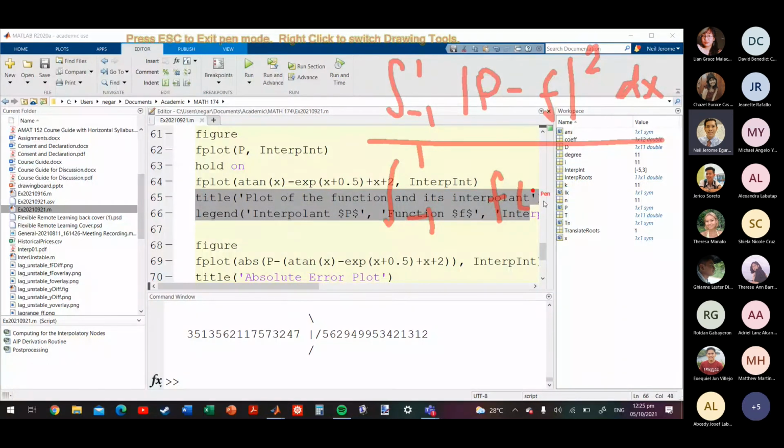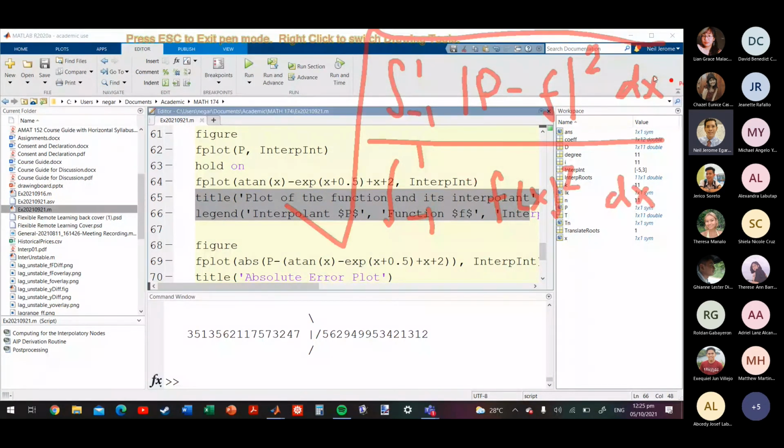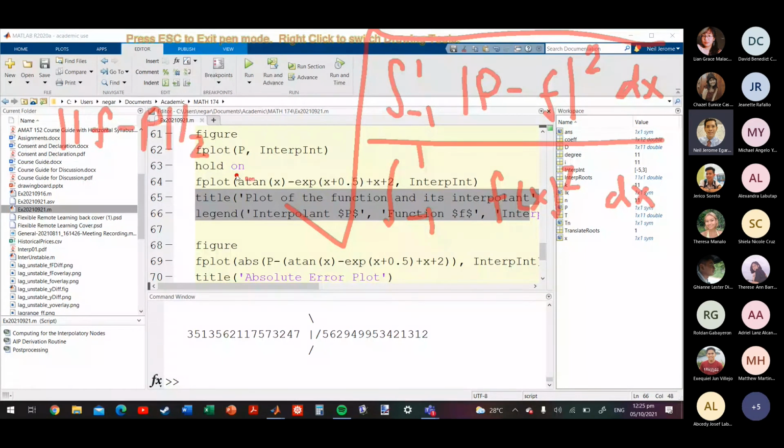So kunin niyo yung L2 norm ng absolute error. So P minus F. Tapos i-divide natin siya sa L2 norm ng function F. So probably it's easier to look at it this way. L2 norm ng F minus P over L2 norm ni F. And this will give us a global sense of error. Ito yung percentage error over the interpolatory interval.